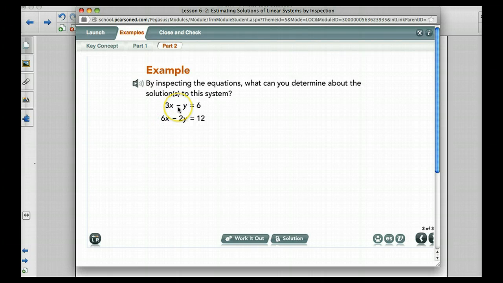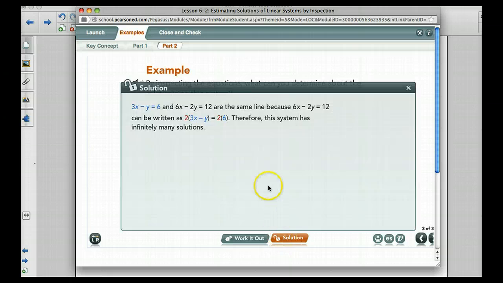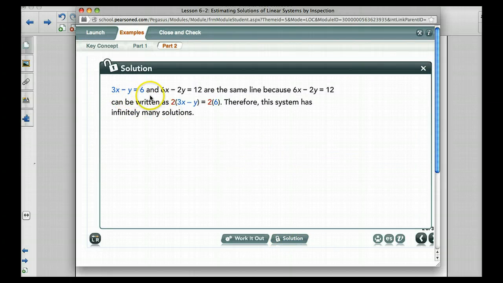By inspecting these equations, what can you determine about the solution to this system? So again, we can see, all right, can we divide this one here to get this one here? And yes, we can. If we divided this by 2, divided this by 2, and divided this by 2, these would all be the same. So if we also click solution, I'm sure it'll tell us. 3x minus y equals 6 and 6x minus 2y equals 12 are the same line because 6x minus 2y equals 12 can be written as this, which is basically just dividing it by 2. Here we have our 2. Therefore, this system has infinitely many solutions.